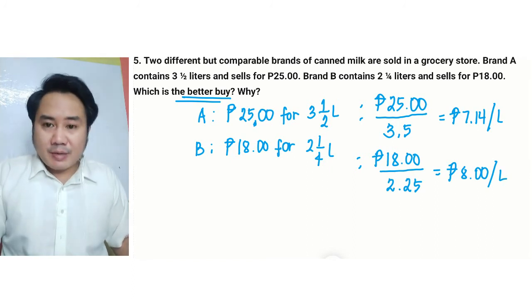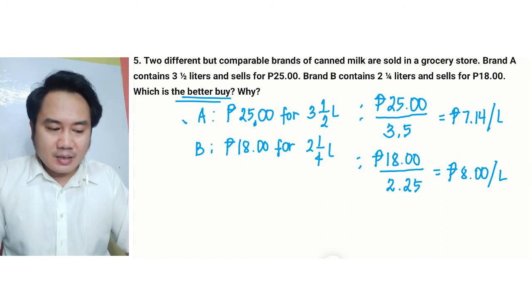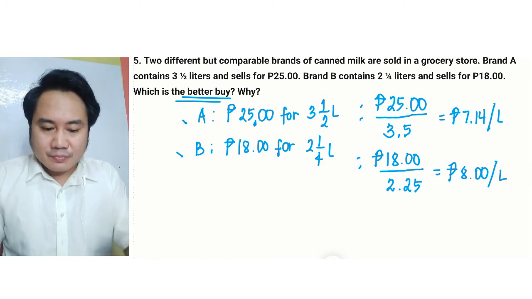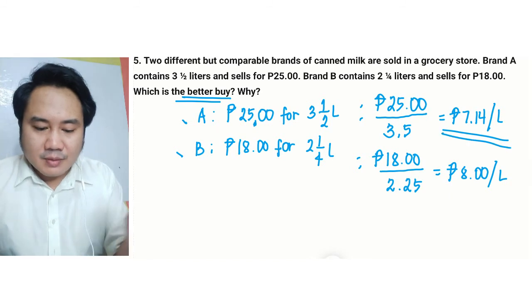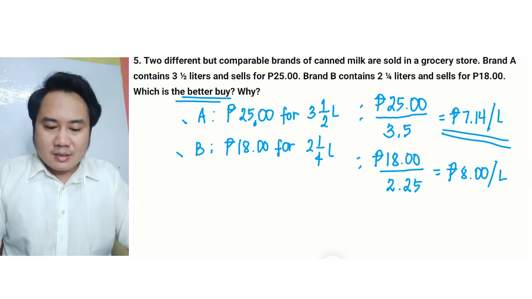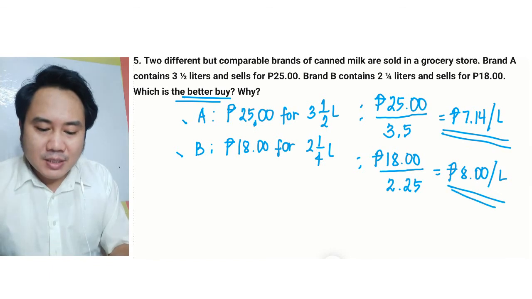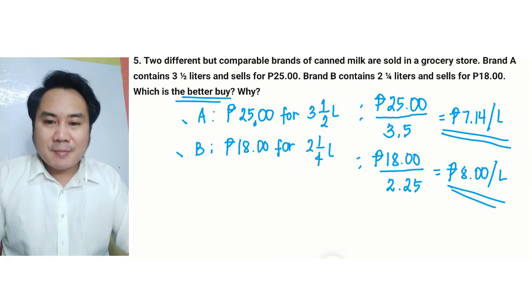Between the two, which is a better buy? Saan ka mas makakatipid? Kay brand A or kay brand B? Mas makakatipid tayo kay brand A. Kasi, it is only 7 pesos and 14 centavos per liter. Compared to letter B na 8 pesos ang per liter.